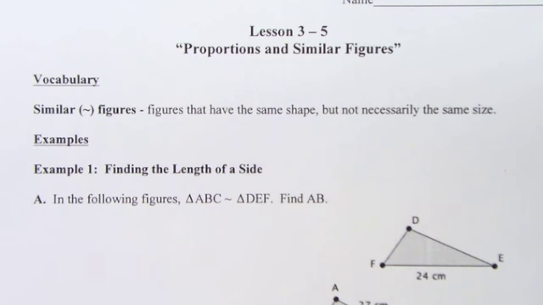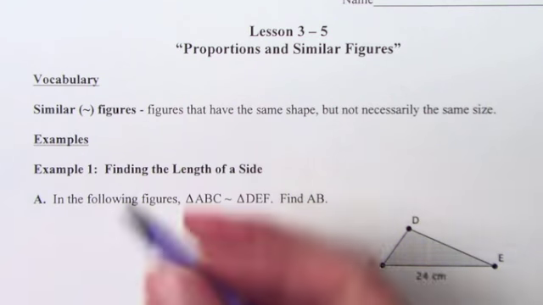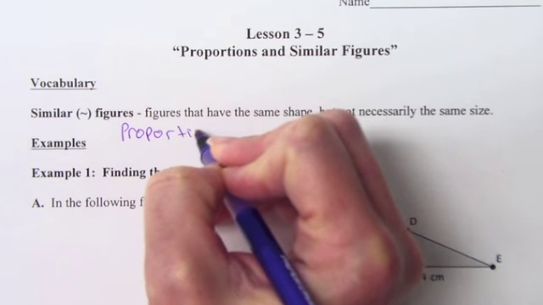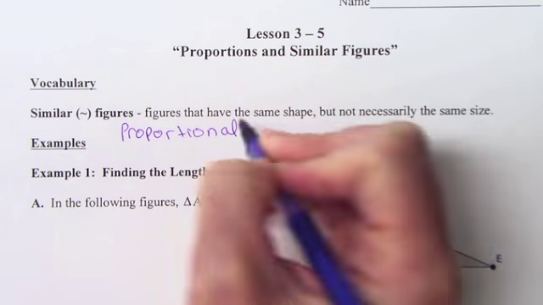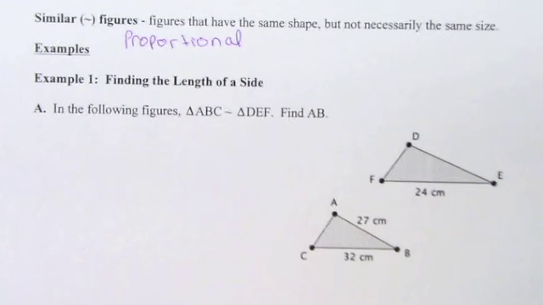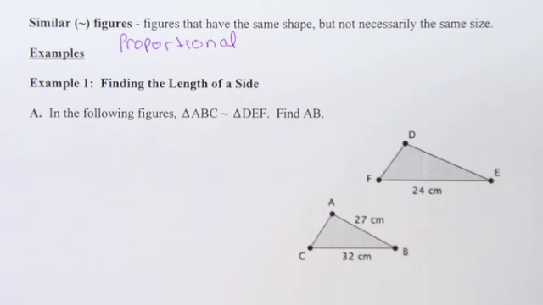Okay, first vocabulary term to look at is called similar figures. Similar figures are figures that have the same shape but not necessarily the same size. So another way to look at it, they are proportional. Okay, similar figures are proportional. So what that means is we can set up proportions to use that to find missing sides of triangles or any shape that's a similar figure. In our first example, though, we're going to look at triangles.